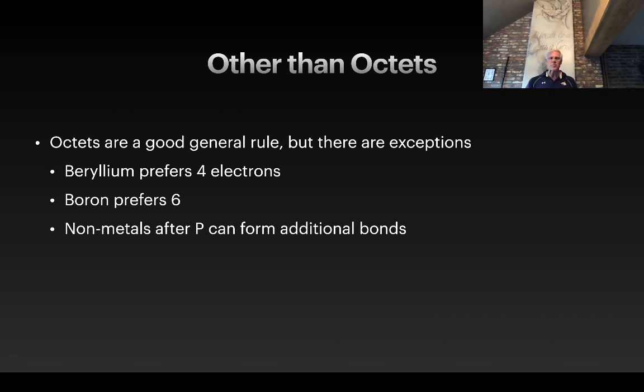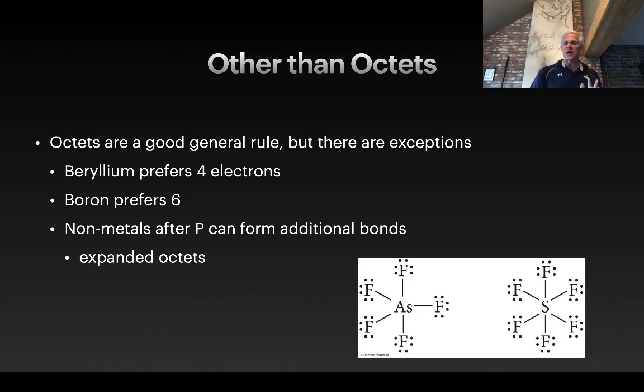Now, other things to keep in mind: anytime you have a nonmetal that is phosphorus or later in the periodic table, it can form additional bonds when we are doing dot structures. These are called expanded octets. When I say additional bonds, that means we can go over 4 bonds to it, so it can hold more than 8 electrons. It can also form 4 bonds and still have some lone pairs, which means it will have larger than an octet on it. And here's a couple of examples.